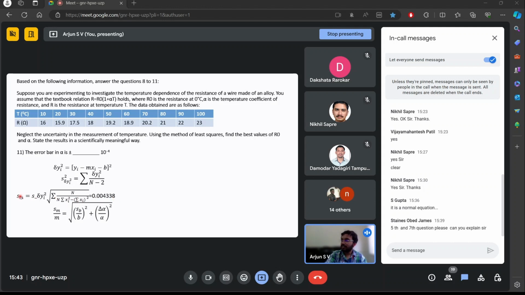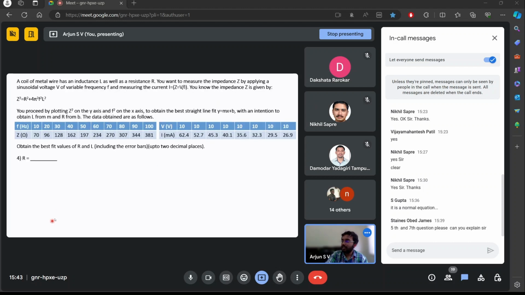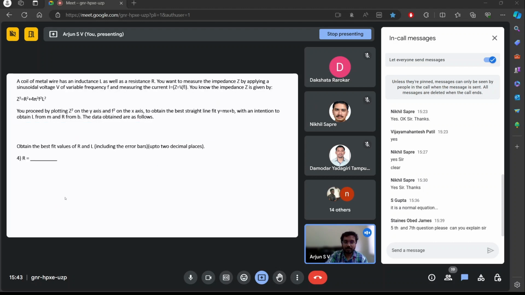But this 0.004 is the standard error in m, and we know m is r naught into alpha. Through last class we know that if we have multiplication of two values, the error is represented in percentages, relative errors and not absolute errors. So we use the formula from last week to calculate delta alpha, which is the actual error bar in alpha. You will get 3.059. For even the fifth question, we will be doing the same thing.